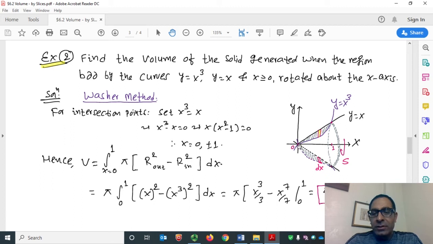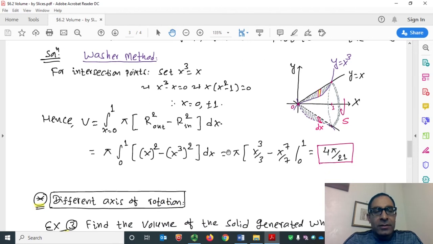So we are only using 0 and 1. Awesome. So then, using the washer method, the volume formula is V equals the definite integral from x equals 0 to 1 of pi times outer radius squared minus inner radius squared. The outer radius is given by y equals x, and the inner radius is given by y equals x cubed. So x squared minus x cubed squared. Then you can easily integrate, pi as it is.